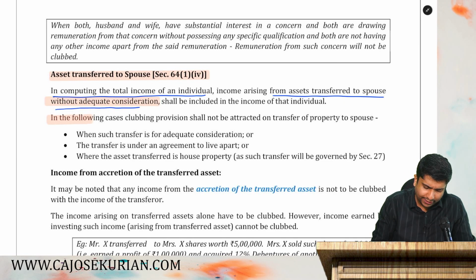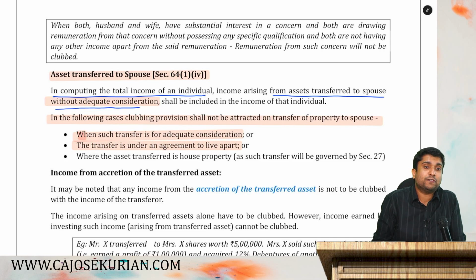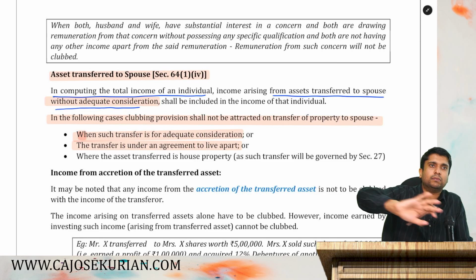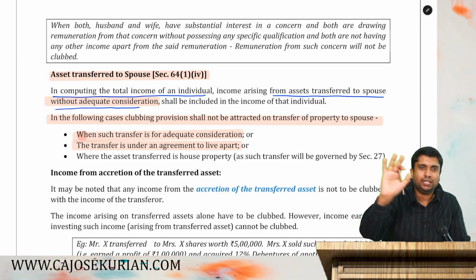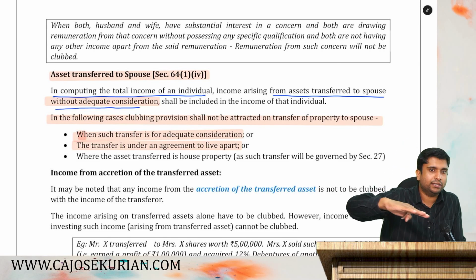So, in the following cases, clubbing provisions shall not be attracted on transfer of property to spouse. Where such transfer is for adequate consideration, or where the transfer is under an agreement to live apart. What do you mean by an agreement to live apart? Say for example, there is a legal divorce or something, and my wife has given that particular house property to me. So it is just like giving a compensation to the partner. So my wife has given that house property in my name. So that was the settlement for the divorce.